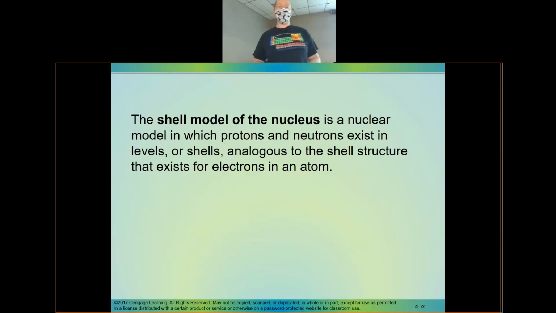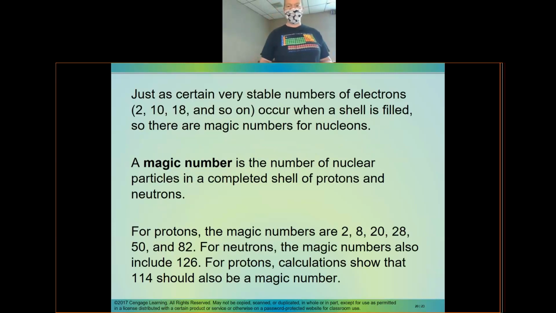We are also going to have a model for the nucleus, and we call those magic numbers. Not sure why they call them magic numbers, but whatever. They are numbers of protons and neutrons that are very stable, just like our noble gases. So helium is 2, neon is 10, argon is 18. Those are your very stable numbers of electrons.